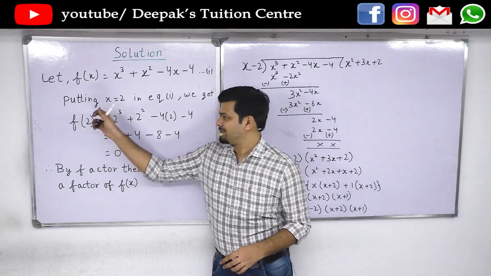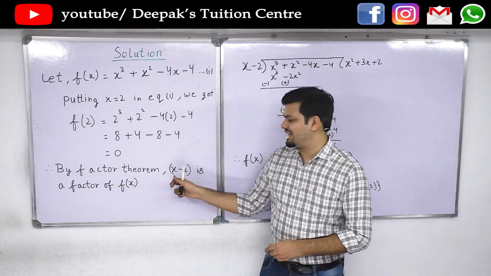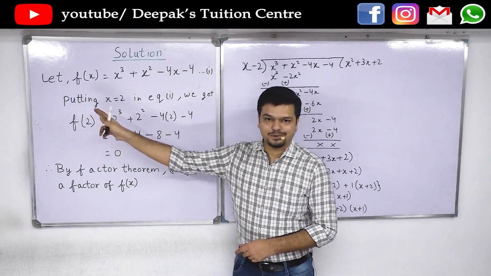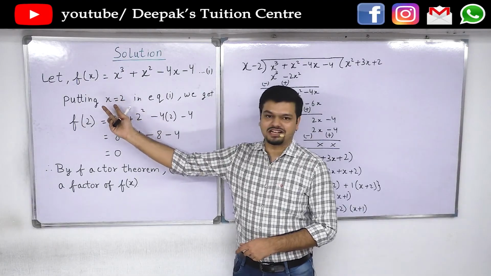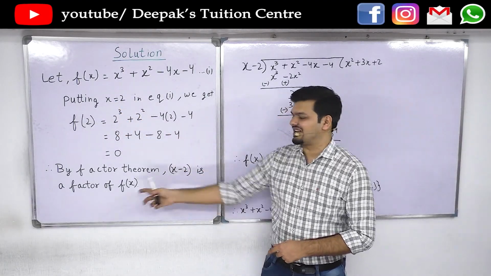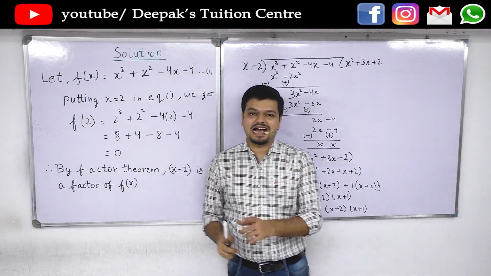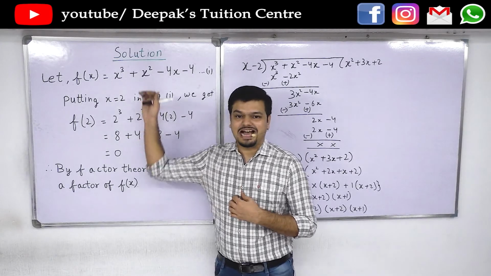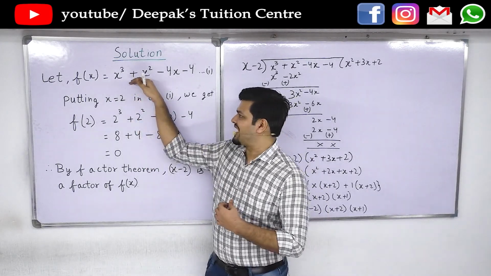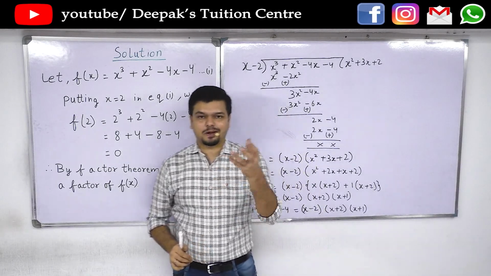So if by putting 2 we get 0, then by factor theorem we know that x minus 2, whatever you put here, you transpose it to that side, you get x minus 2. x minus 2 is a factor of f(x). That is what factor theorem states. Once I have one factor of f(x), I can divide this f(x) by this factor x minus 2 and get a quotient.